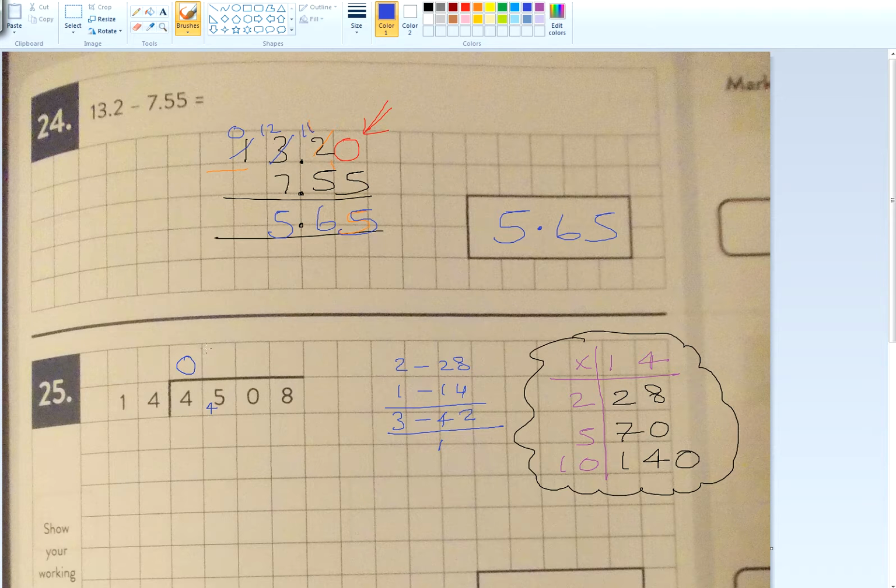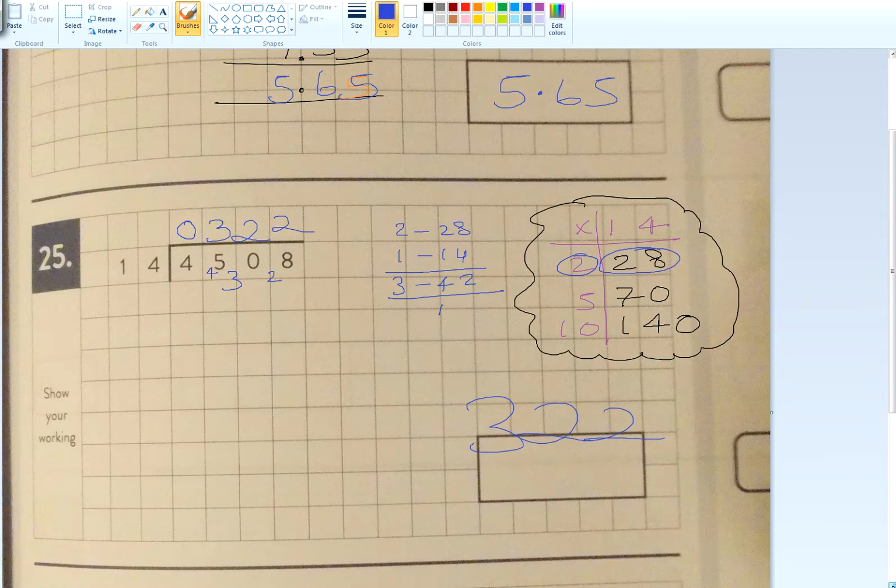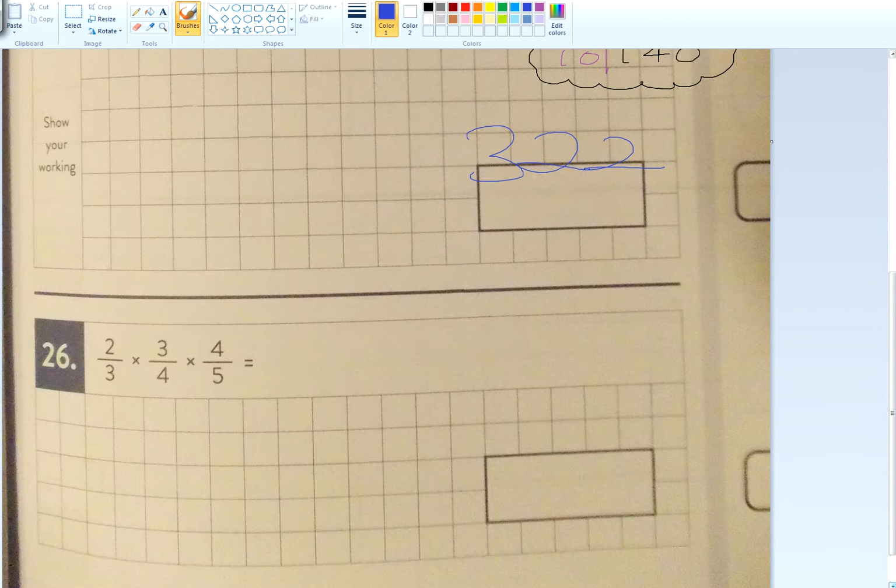14 into 45 will fit how many times? 3. How much left over? 3. Remainder 3. How many 14s in 30? That's quite easy for us to see. It's 2 lots. Remainder 2, and 2 will give you 28, remainder 2. How many 14s in 28? Exactly 2. So the answer is 3, 2, 2. Okay, let's move it down actually. Let me just make that a bit neater.